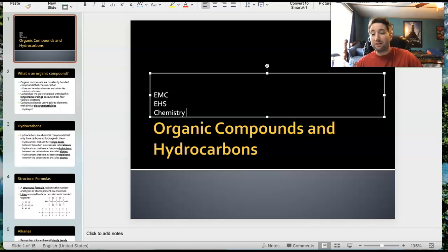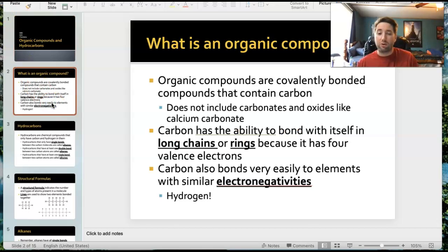So today we're going to talk about these things called organic compounds and hydrocarbons. So what is an organic compound? These are going to be covalently bonded together, so they're going to be nonmetals, and they are only going to have what they call carbon and hydrogen in them. And I'll talk about hydrocarbons here in a second.